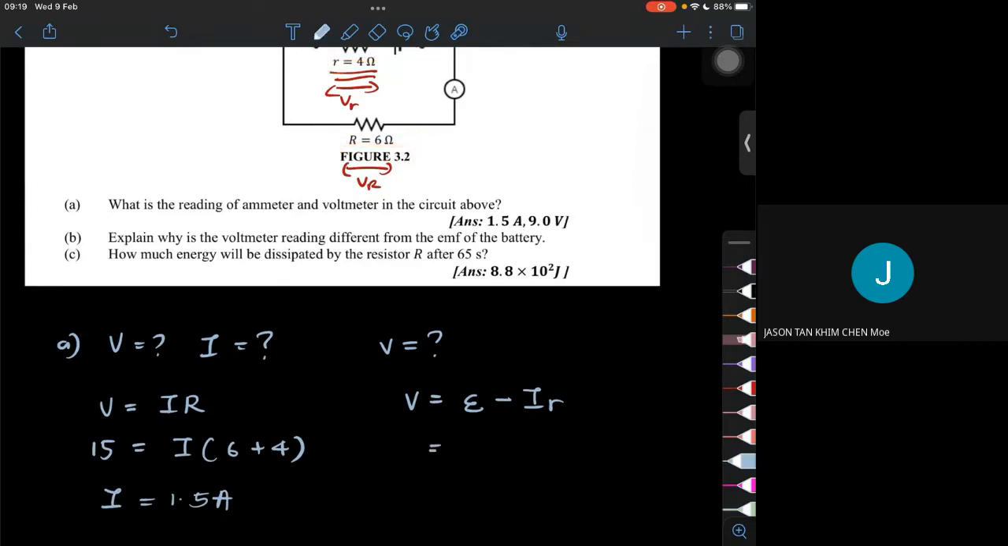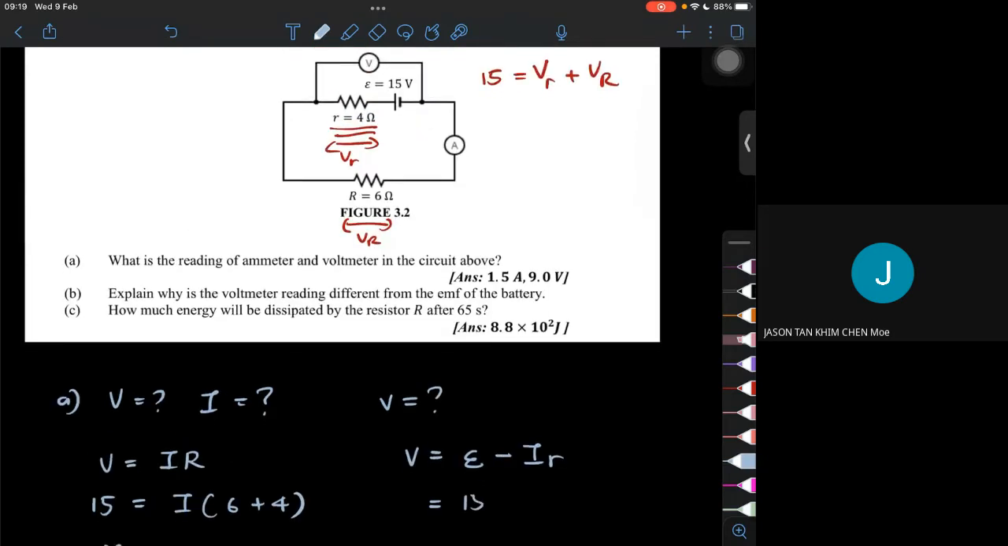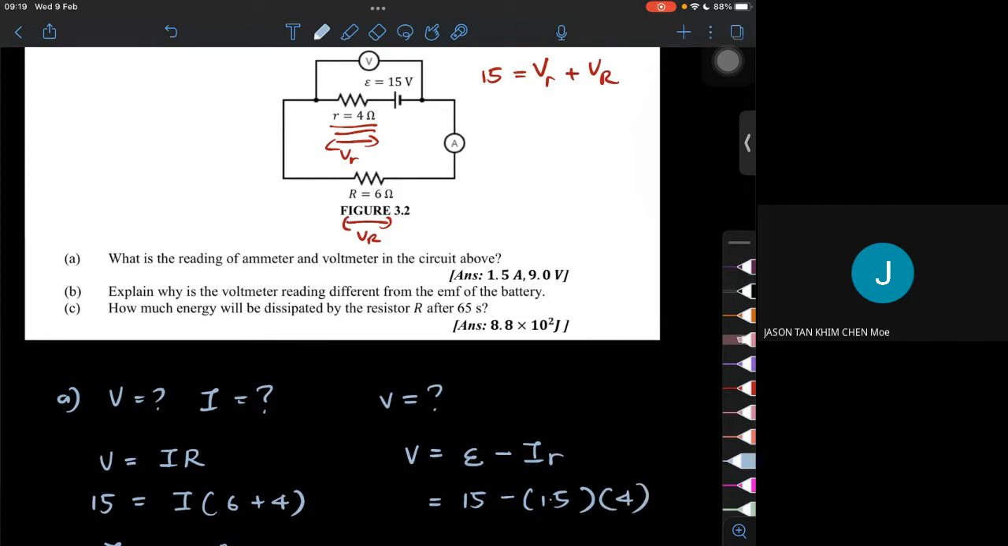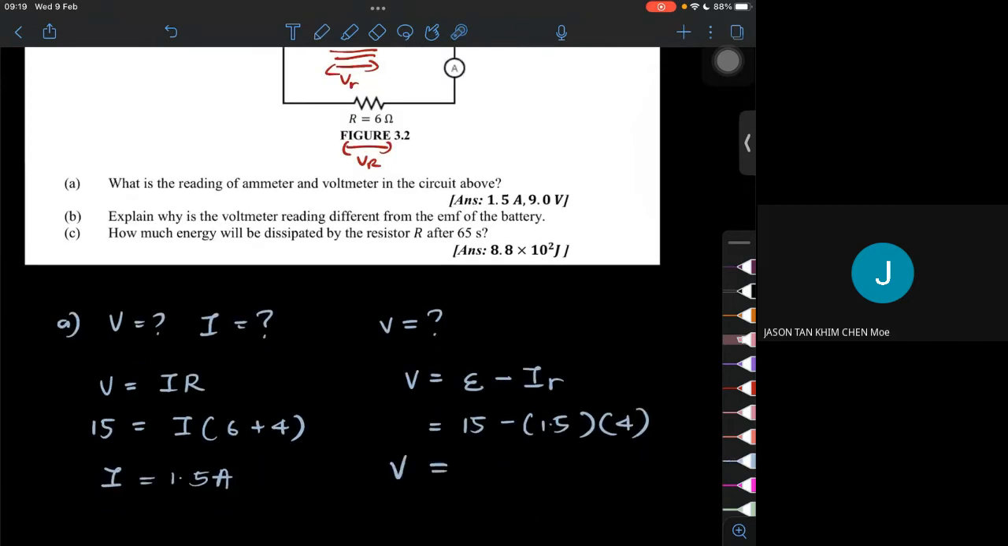So here kamu akan dapat EMF kita masukkan 15 minus dengan I yang kita sudah dapat tadi, times with internal resistance 4 ohm. So the value for V will be equal to 9 volt. Semua dapat? Dapat, Miss. Okay.